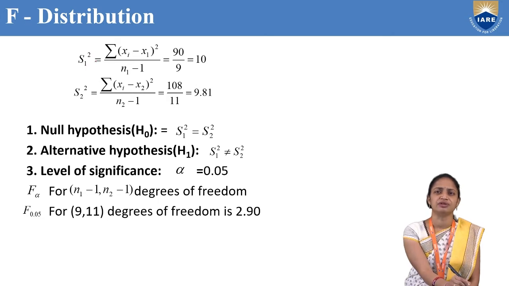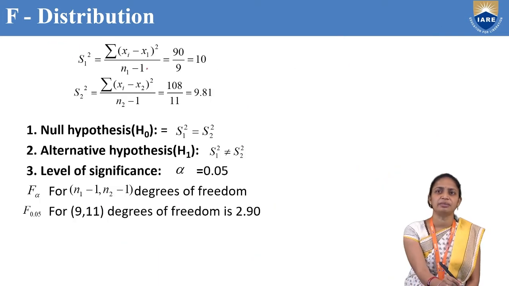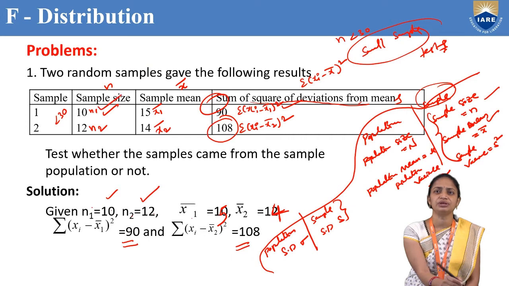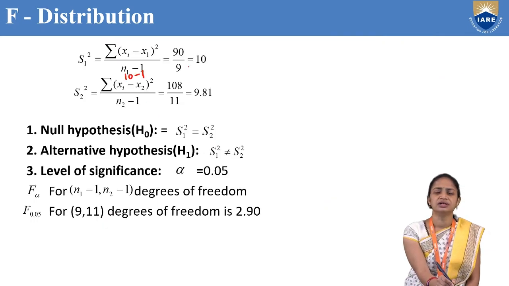So s1 square equal to summation xi minus x1 bar whole square by n1 minus 1. Summation xi minus x1 bar whole square is 90. So 90 divided by n value. So what is n value? N1 value is 10. So that's why this is 10 minus 1, right? So that is 9. So 90 by 9, that is equal to 10. So therefore s1 square equal to 10.